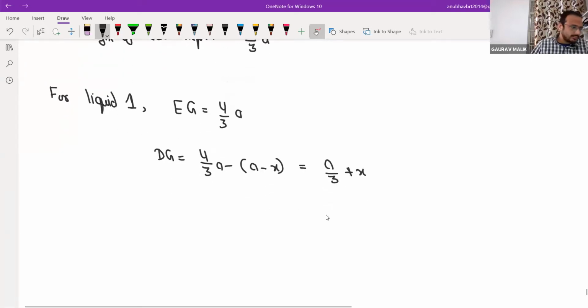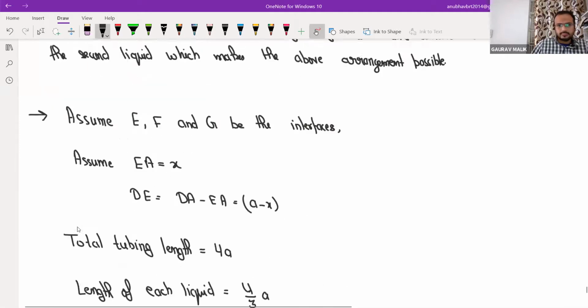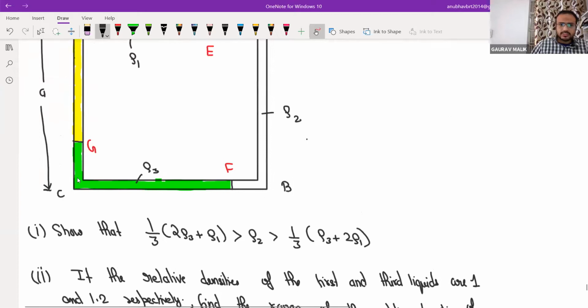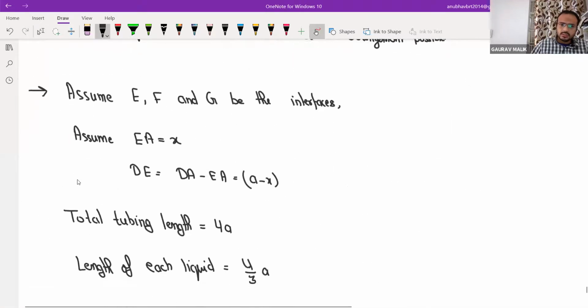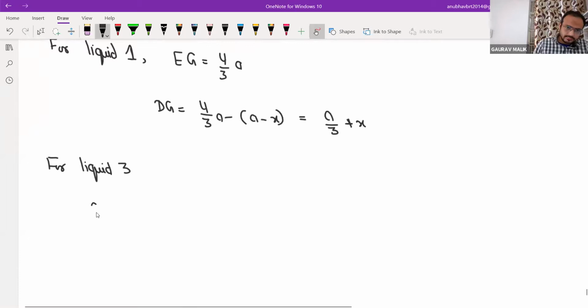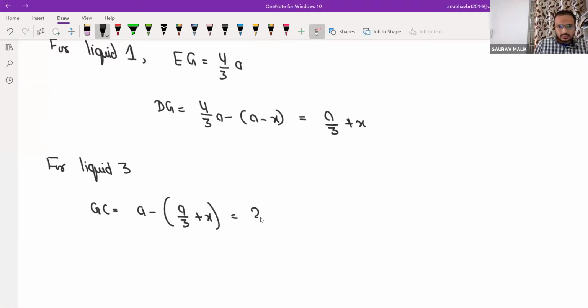A by 3 plus X. In similar manner for liquid 3. Are you able to calculate the value of GC? The value of GC is equal to A minus this DG value. So you will calculate for liquid 3. GC is equal to A minus A by 3 plus X, which is 2A by 3 minus X.